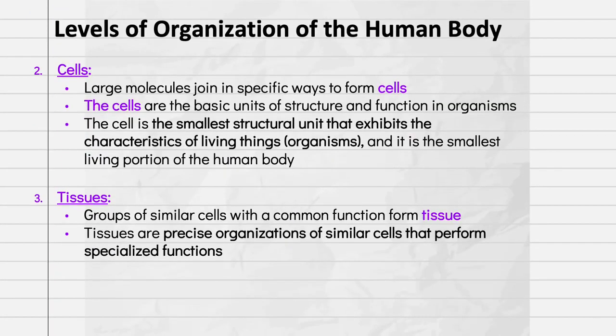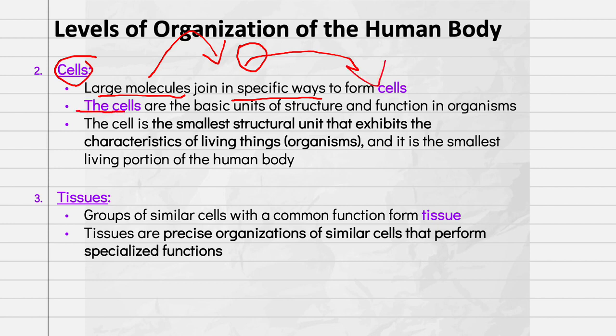Now, after the molecular level or the chemical level, we go towards the cell level, and I already told you large molecules, macromolecules, will join together to form organelles, and organelles will work together in specific ways to form cells. And the cells are the basic unit of structure and function in organisms. So for the individual level, the cell is the basic structure and function unit.